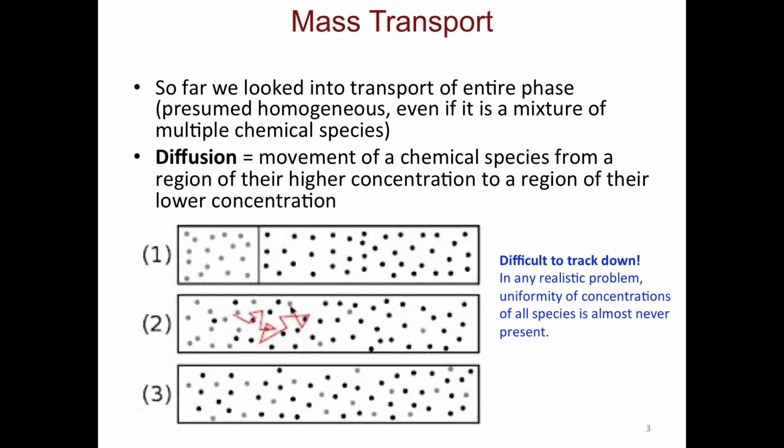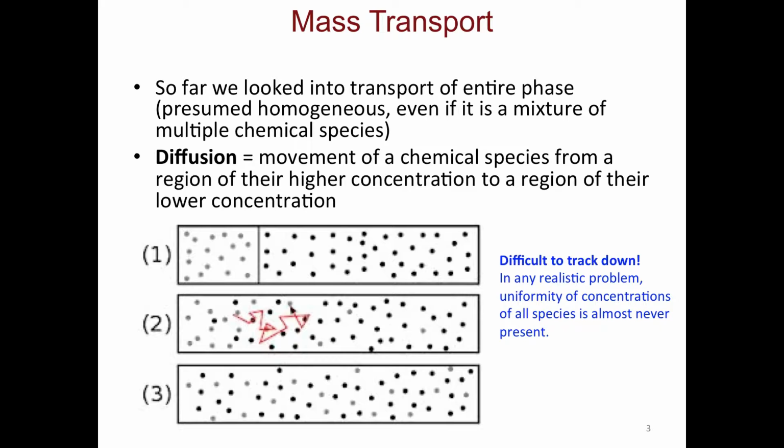So essentially, we refer to diffusion as movement of chemical species within a phase from a region of higher concentration to a region of lower concentration of those chemical species. So in this schematic, you can imagine an imaginary membrane that is separating two different types of molecules. And if at some point I remove that membrane, then because of the concentration gradient, these gray molecules, or whatever they are, are going to start moving in this direction to equilibrate the concentration. And these black dots will start moving in this direction to equilibrate. Okay? And after some time, I should see something like this, where I have an equal distribution of everything.